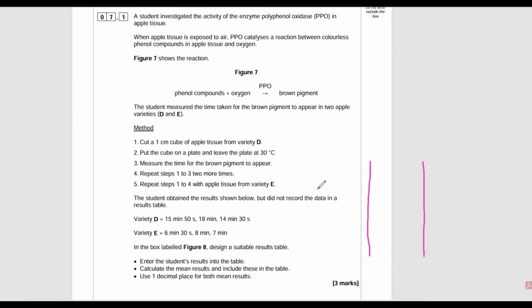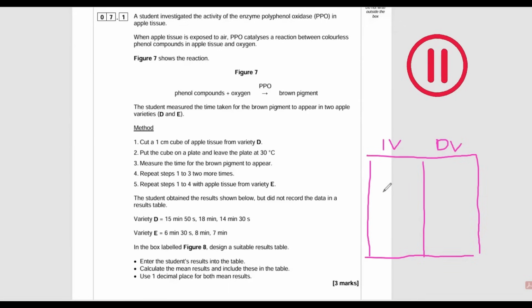Right. What we're doing, generally the rules for the results table, you might want to pause the video and have a go, but the general rules are independent variable, what you change, goes in the first column, and then your dependent variable in the second column. So why don't you have a go? And then I'll go through and explain the answers.